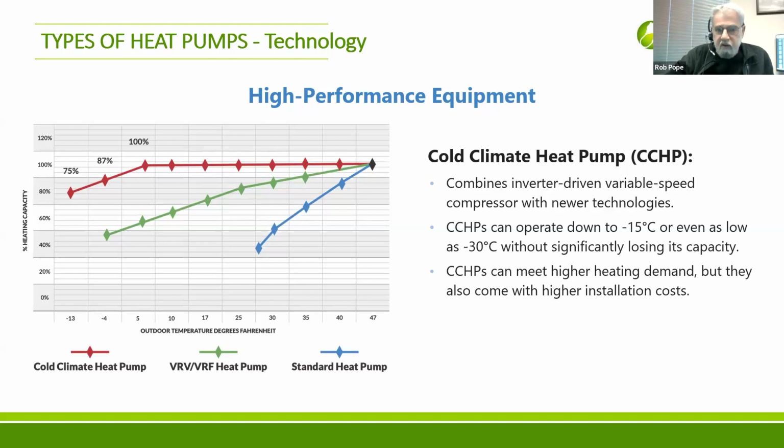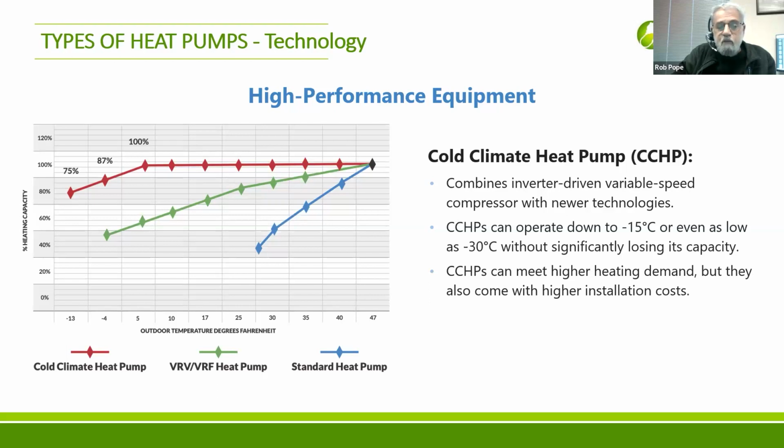So you have to provide supplemental heat. With the VRVs, as you can see, that curve is a lot shallower. And so that heat pump will provide more capacity and more efficiency for a longer period of time as it gets colder outside. With the cold climate heat pumps, you can see that red line. It's flat. It's flat until you get to somewhere around 5 degrees Fahrenheit.